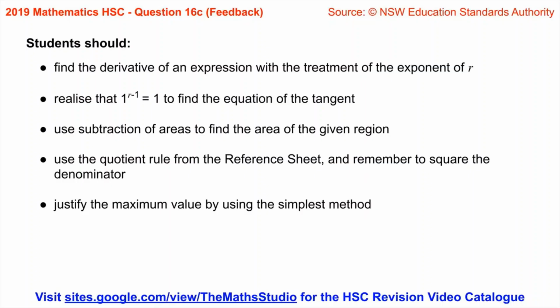The following is the feedback from the Marking Centre for question 16C. Students should find the derivative of an expression with the treatment of the exponent of r, realise that 1 to the power of r minus 1 is equal to 1, find the equation of the tangent, use subtraction of areas to find the area of the given region, use the quotient rule from the reference sheet and remember to square the denominator, and justify the maximum value by using the simplest method.